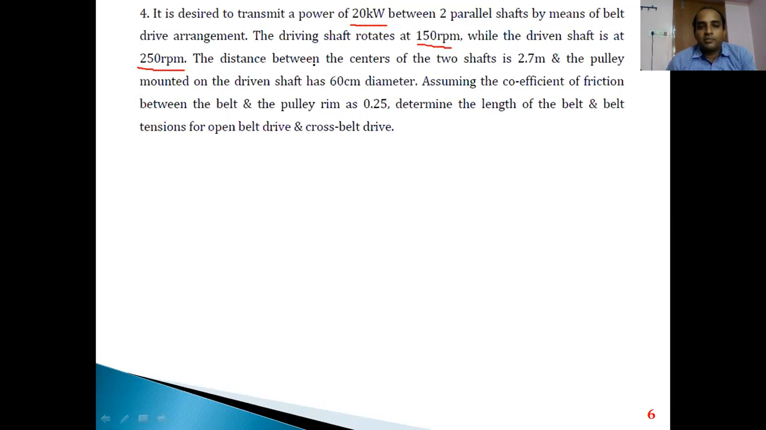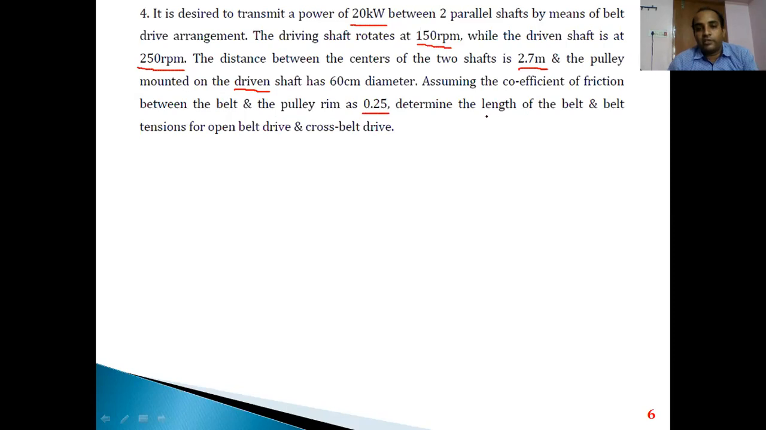Now the distance between the centers of these two shafts. So distance between center of two shafts, we have written the symbol as x, whose value here is 2.7 meter. And the pulley mounted on the driven shaft, remember, he has given the pulley mounted on which shaft? Driven shaft. How much it is? 60 centimeter. He has given the coefficient of friction, mu, between the belt and pulley, the value is 0.25.